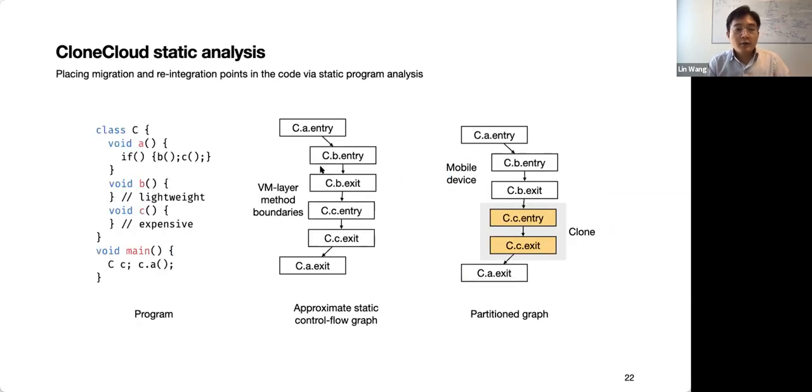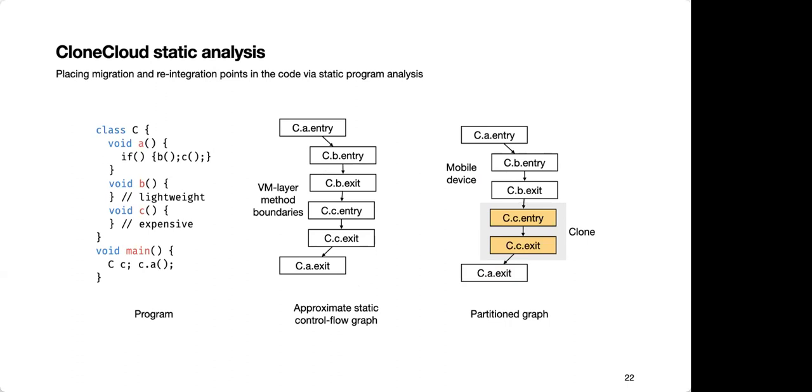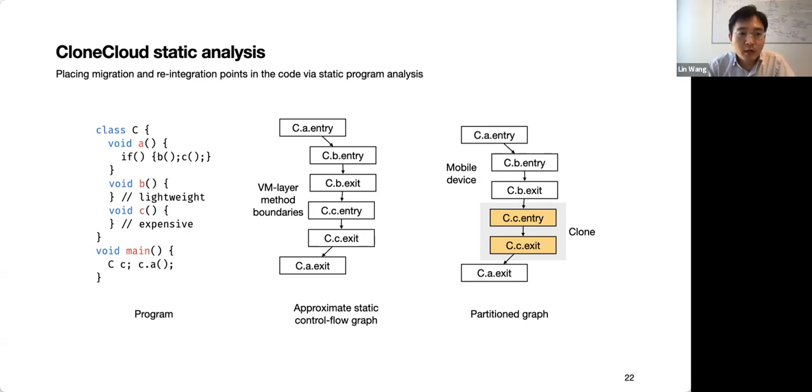So how do we remove the programmer involvement? CloneCloud used a very straightforward approach. We can use static code analysis to automatically identify the migration and reintegration points in the code. For example, we have this class C here. It includes three functions, and then we have the entry points here. After the static program analysis, we can generate a static control flow graph for this application.